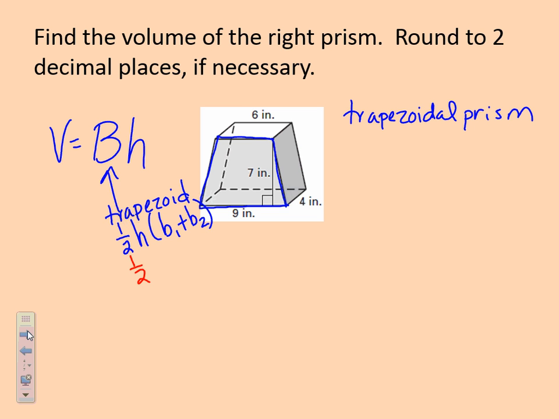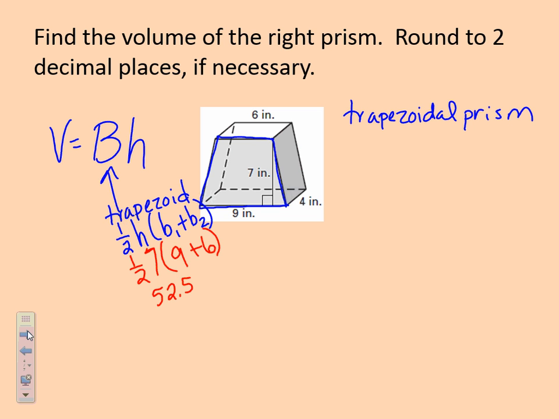One half. What's the height of the trapezoid? 7, according to the picture. What's the base of the trapezoid? 9. What's the other base of the trapezoid? 6 at the top up there. And this is what I use to calculate the area of that trapezoid face. I need the area because I need to multiply it by how tall it is to find that volume. So I'll type in my calculator 0.5 times 7 times 9 plus 6, which is 15. And I get an area for that base of 52.5.